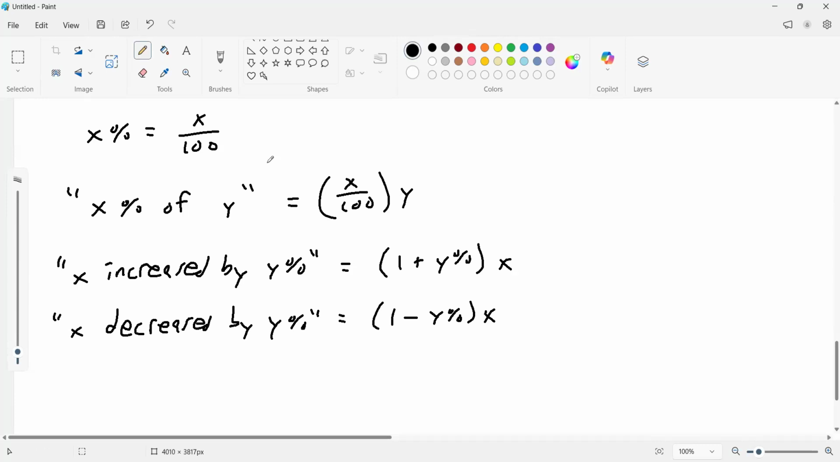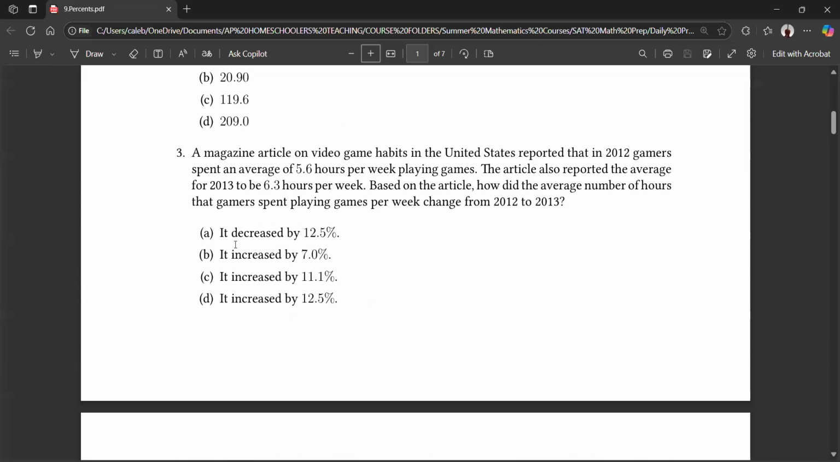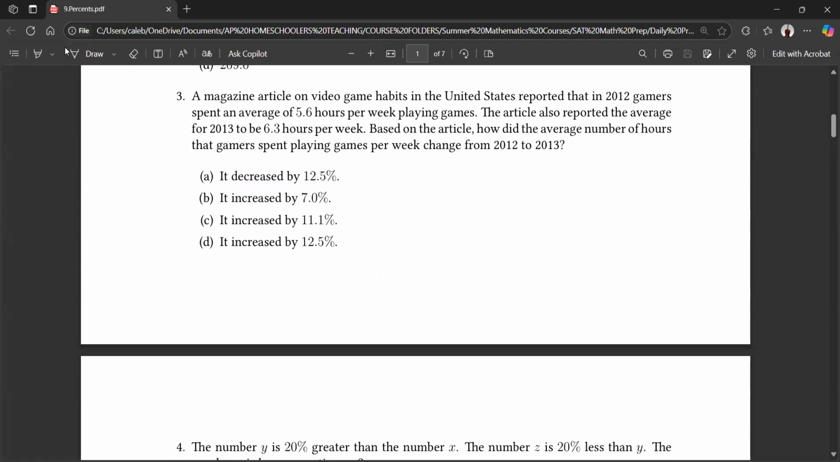So what I'll do is actually now, I'll stop share. I'll switch over to some of these problems here. And then let's just take a look at, I mean, straight away, look at this language, right? Increased, increase, decrease. Let's do question 3. Magazine article, blah, blah, blah. That's a whole bunch of words. I don't really care. So here's the question.